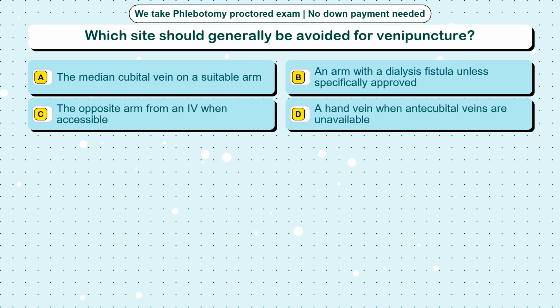Question 17. Which site should generally be avoided for venipuncture? Option A. The median cubital vein on a suitable arm. Option B. An arm with a dialysis fistula unless specifically approved. Option C. The opposite arm from an IV, when accessible. Option D. A hand vein when antecubital veins are unavailable.